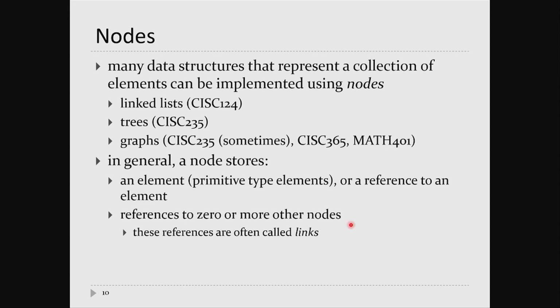A node has another piece of information that's really important. It stores references to zero or more other nodes, and these references are often called links. So a node is going to have an element, and it's going to have references to other nodes.